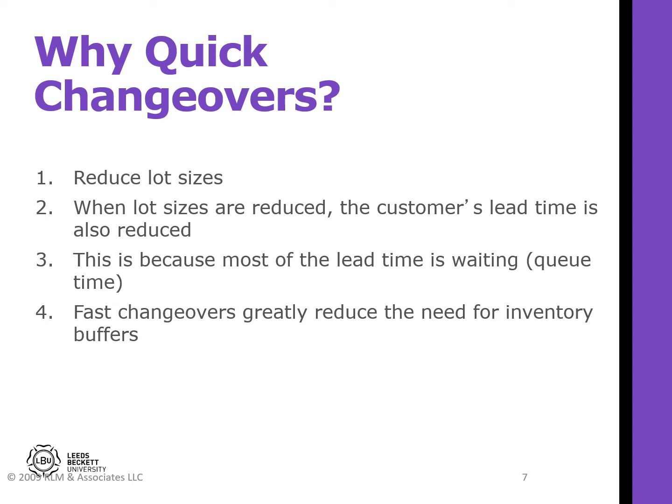When lot sizes are reduced, the customer's lead time is reduced. So if you're customer B or customer C, the changeovers get reduced, so when customer C gets the product, it's so much sooner, because prior to that, you would just make a large amount of product A and then change over. It's not worth the time to change over and start making B, because it takes so long to change over. Reduce that time and you can change to B or C. It doesn't take long to change over, so you might as well change over and make customer C happy. This is because most of the lead time is in the waiting. Fast changeovers greatly reduce the need for inventory and inventory buffers.